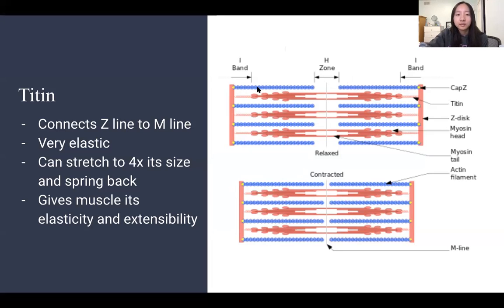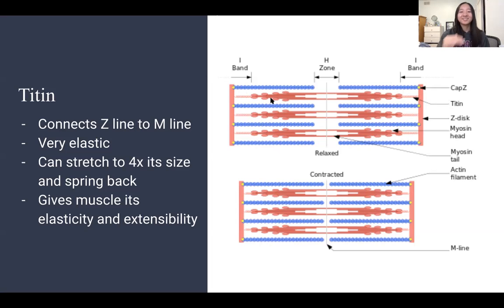So back to titin. That line that extends from the Z line to the end of the thick filament is a titin molecule, but titin actually connects from the Z line to the M line. Even though you don't see it in this diagram, titin is really elastic, and it can stretch to 4 times its size and then spring back to the original size. If you recall from last class, muscle is really stretchable, and we call it elastic and extensible because it can return to its original size. That's thanks to our friend titin, because when the sarcomere contracts, titin is responsible for causing the muscle to spring back. Also, fun fact, titin is the largest possible protein.